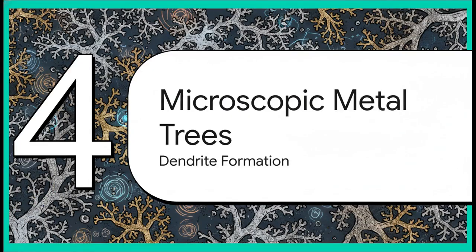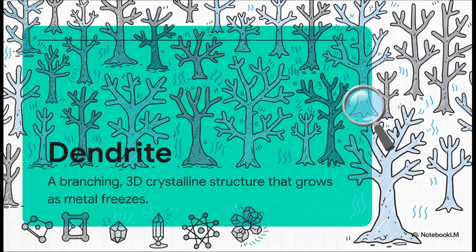Section 4, microscopic metal trees. So what is actually floating around inside that mushy zone? Well, to find out, we need to zoom all the way into the microscopic level. Inside the mushy zone, the solidifying metal forms what are called dendrites.